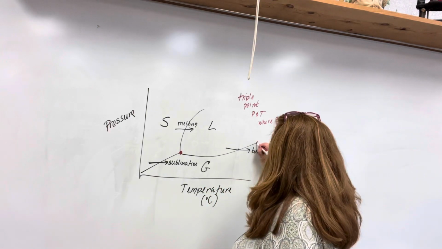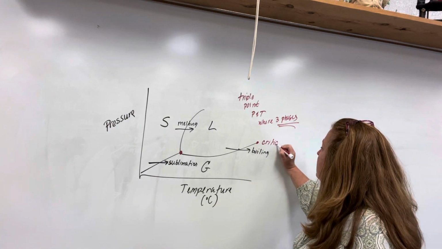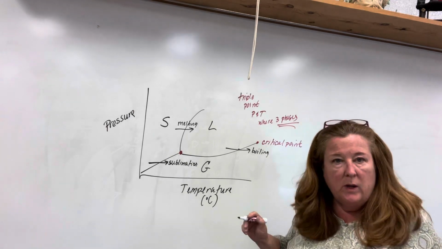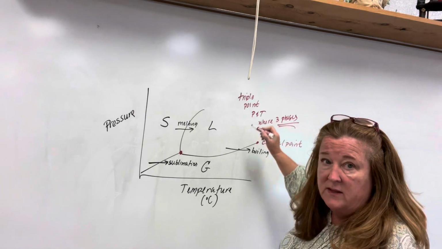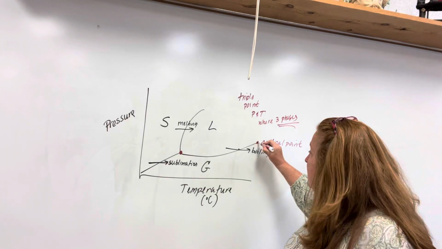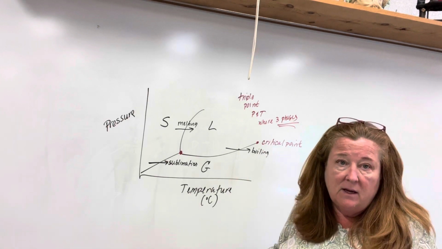The other point is up here at the end of this line. This is called the critical point. And the critical point, what happens on this line, it's in between the liquid and the gas. Anything beyond this, any temperature beyond this, any pressure beyond this, it doesn't matter. Beyond this critical point, the substance can only be a gas. It can't be anything else.